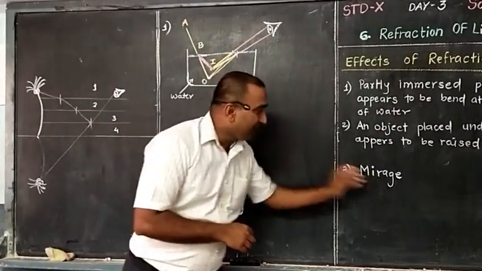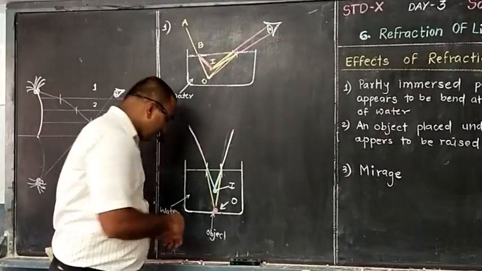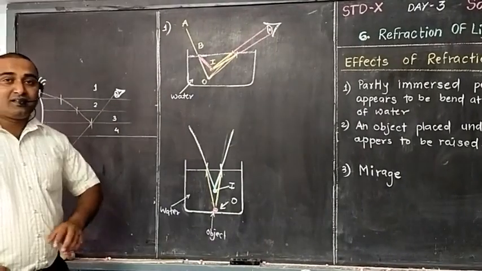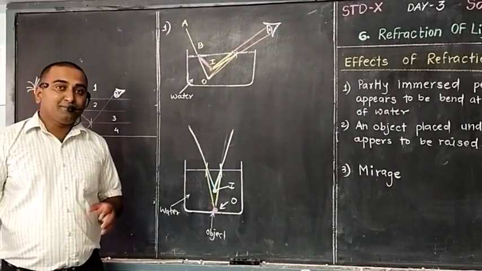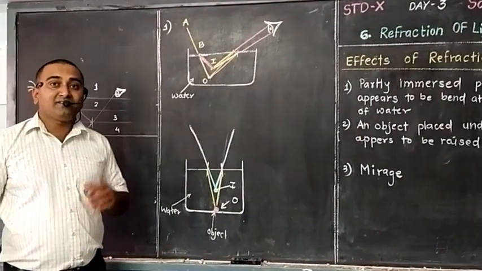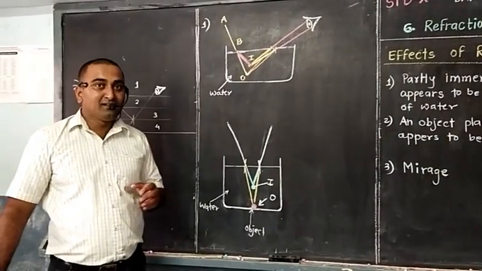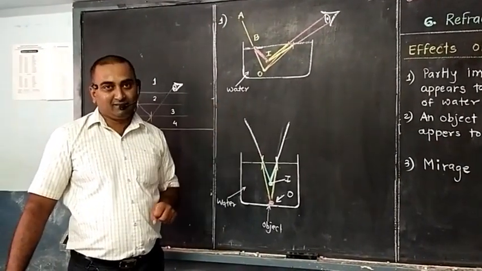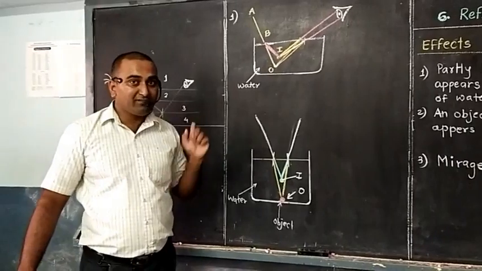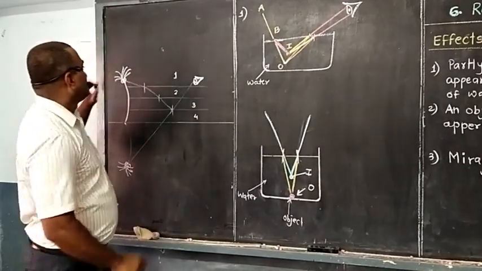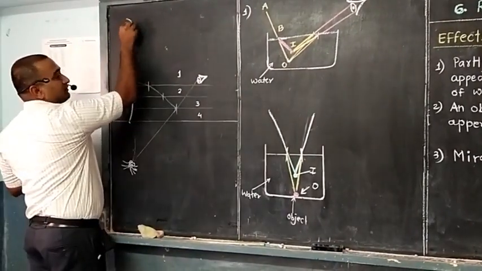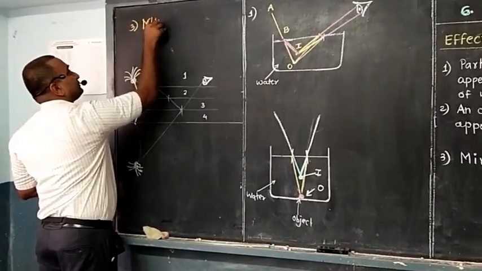The third point is mirages. See, what is a mirage? Generally, on roads or within the desert, we observe some flickering images there. So how is it going to happen, that we are going to discuss here. The third concept we are discussing is mirages.